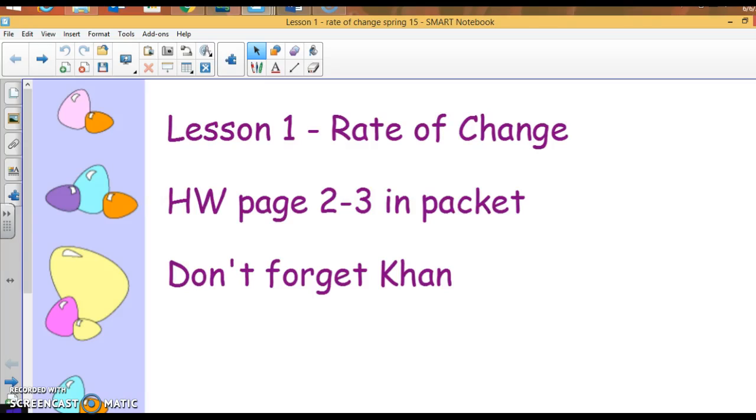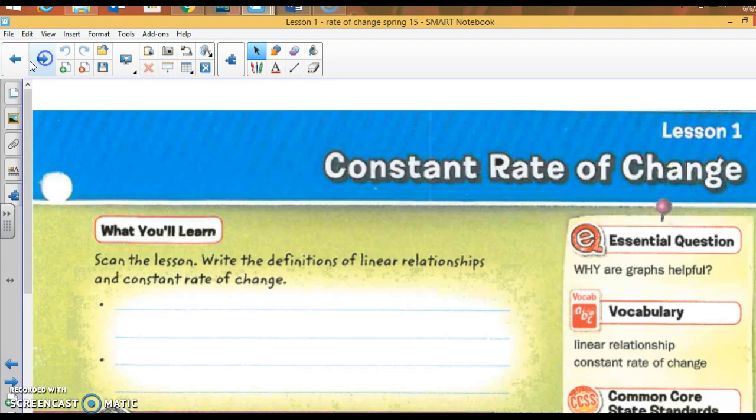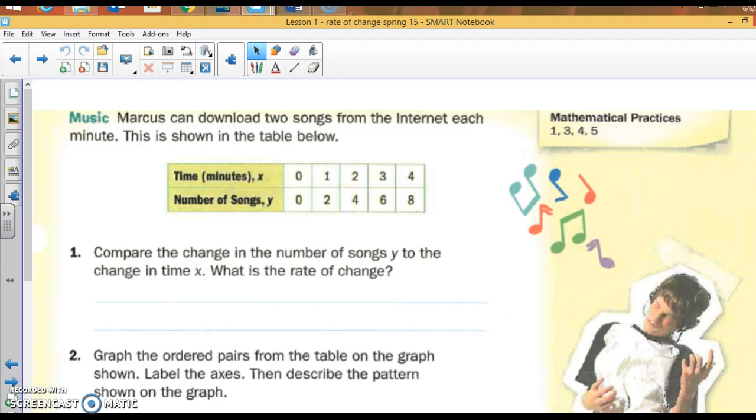All right, today we're talking about the first lesson for our linear unit part one, rate of change. The homework that goes with this is page 2 and 3 in your homework packet. Now, when we're talking about rate of change, we are looking from a table first.